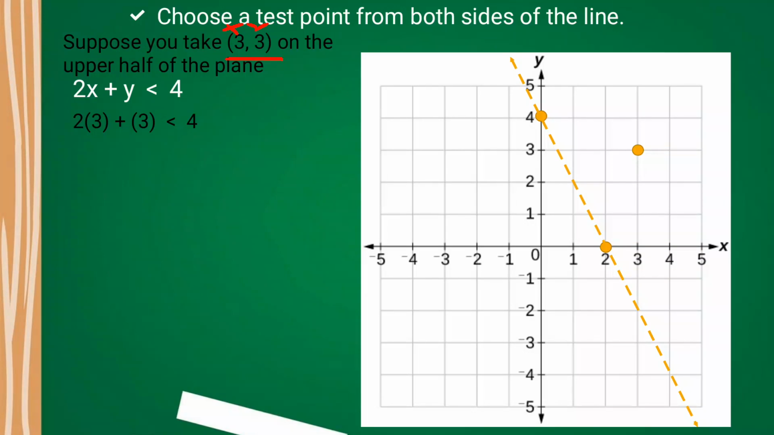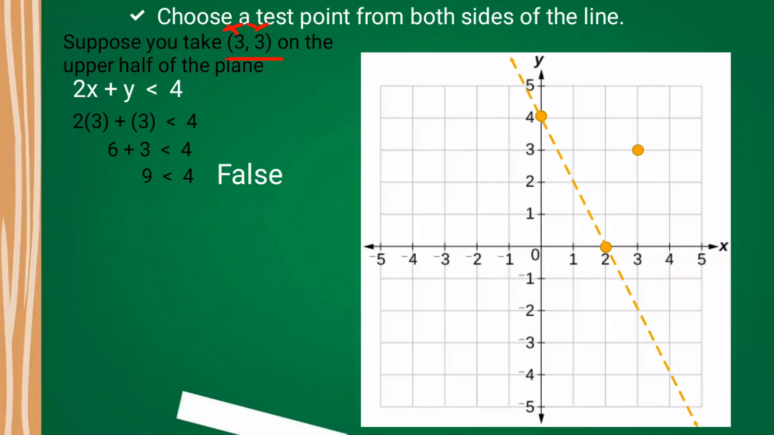Now, this time, let us combine them. 2 times 3 is 6. Copy lang po si 3, less than 4. Combine natin. 6 plus 3 is 9, less than 4. So, this time, 9 is less than 4. As we can see, false statement po ito kasi sabi daw si 9 mas maliit sa 4. No po. So therefore it is a false statement.